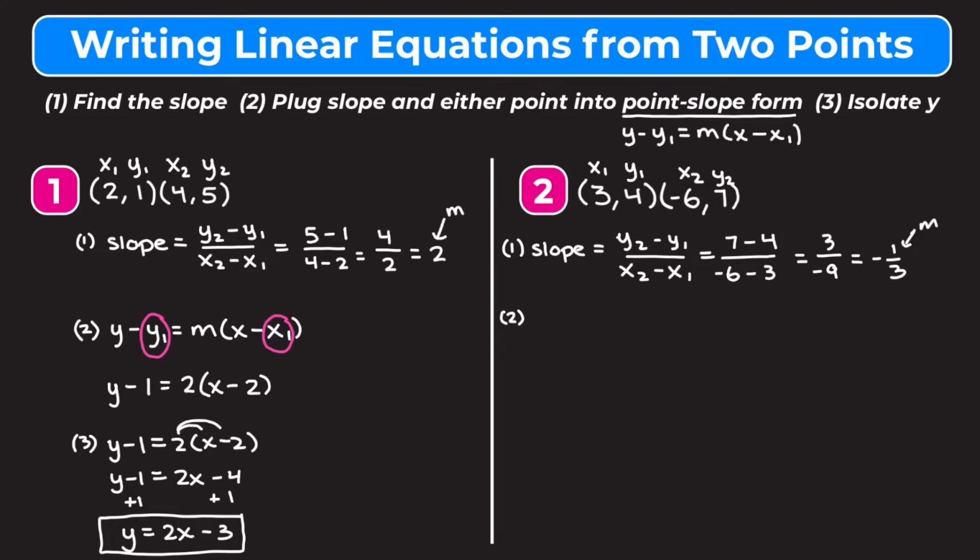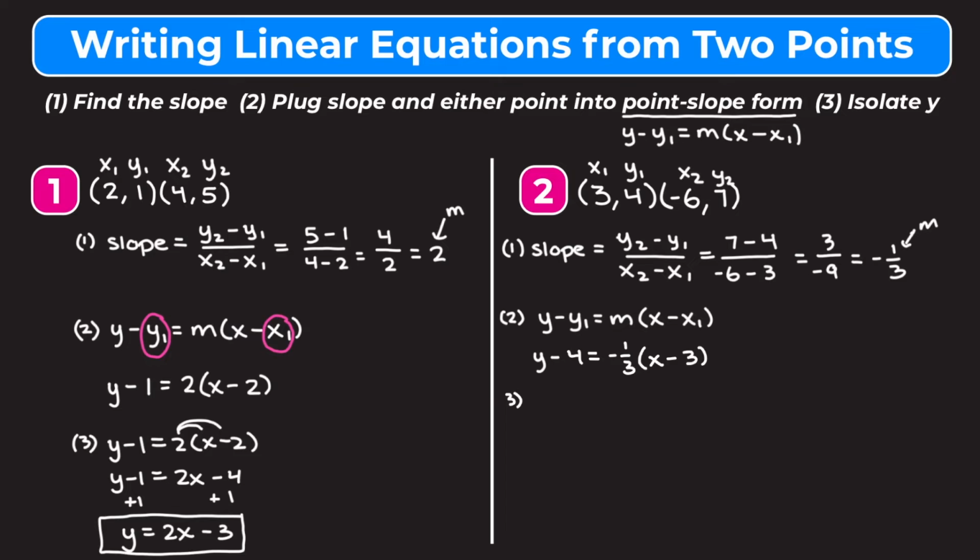So now we need to take our slope and one of the points and plug it into point-slope form. So I always start by rewriting point-slope form so I don't mess it up. And now I'm going to plug in either point. I'm going to plug in the first point because it doesn't have a negative, so I think it's going to be easier. I'm going to do y minus, y1 is going to be the y coordinate of the point I chose, which is 4, equals m, which is our slope of negative 1/3, times x minus x1, the x coordinate of the point I chose, which is 3.